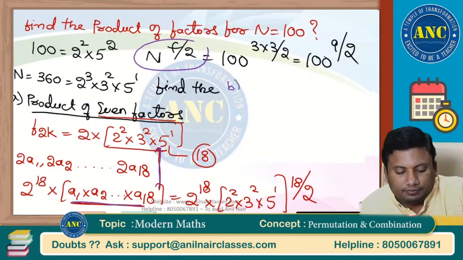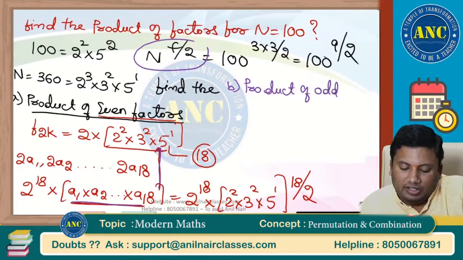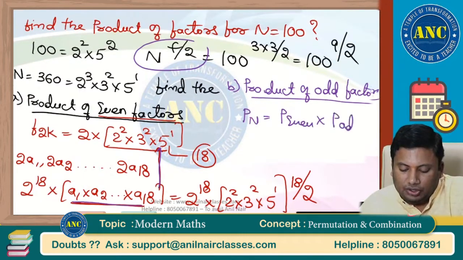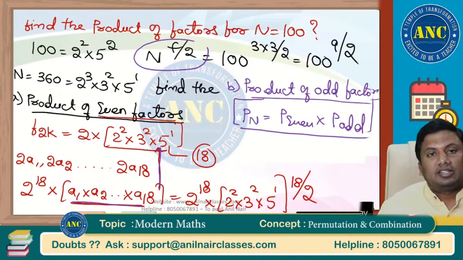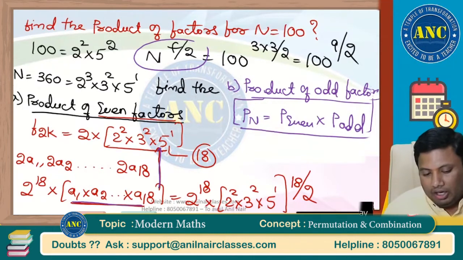Next one. Product of odd factors. It is very easy. Pn, the product of the factors, is product of even factors into product of odd factors.